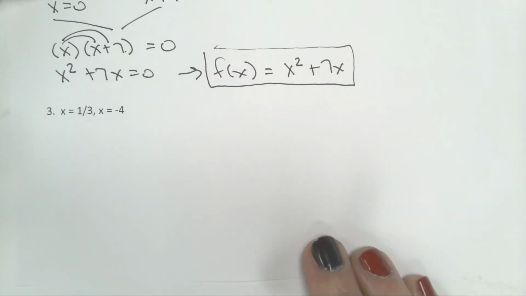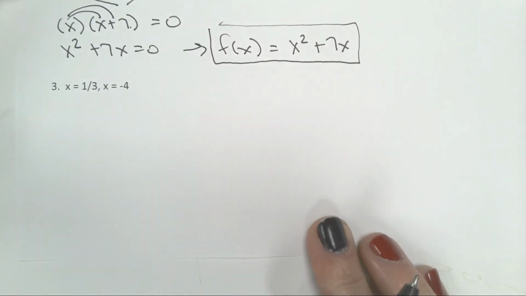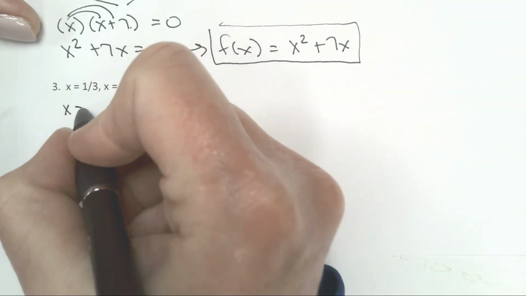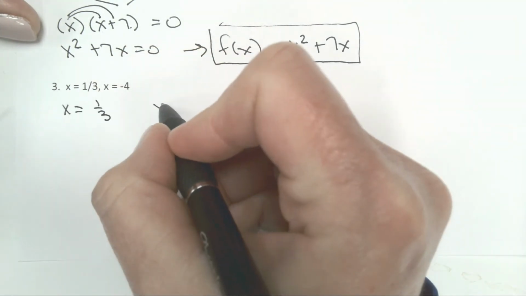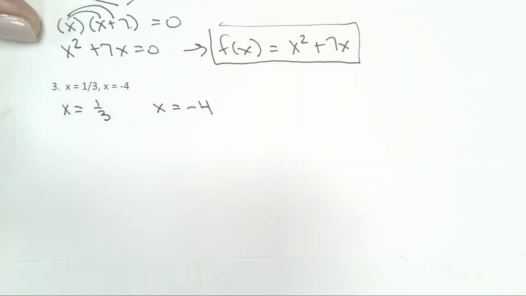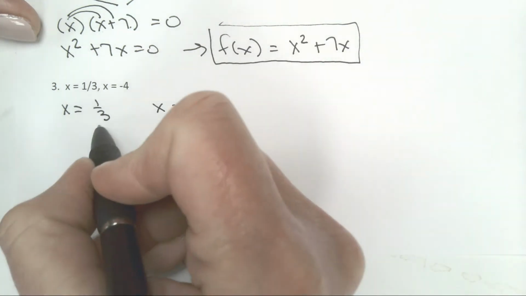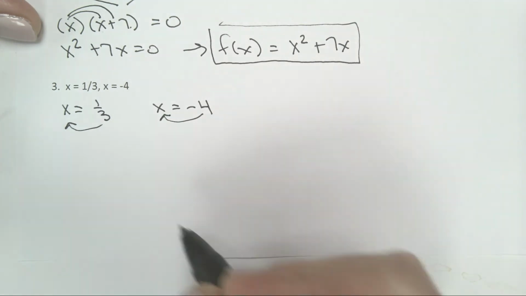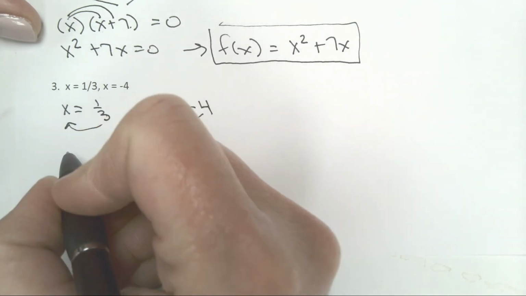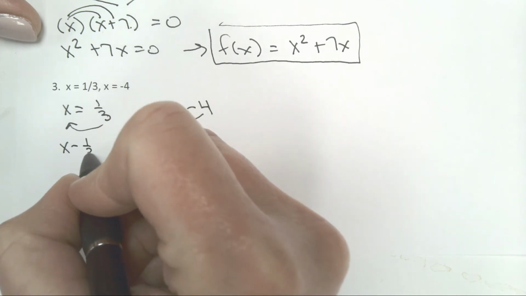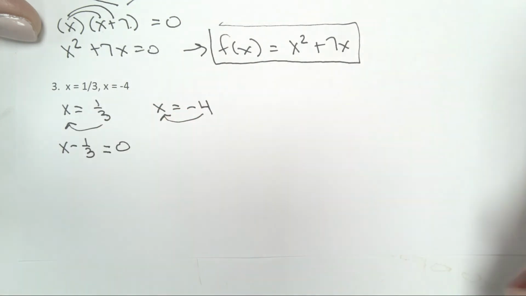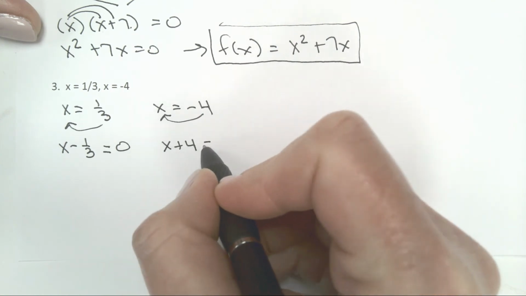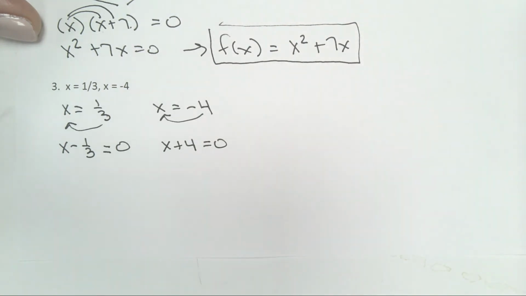In problem number 3, we have a fraction to deal with. Okay, so I have x equals 1/3, and I have x equals -4. First move is to add and subtract the number to the other side. So I'm going to have to subtract my 1/3 over, and this is x minus 1/3 equals 0. Have to add the 4 to move it to the other side, and that gets me an x plus 4 equals 0.